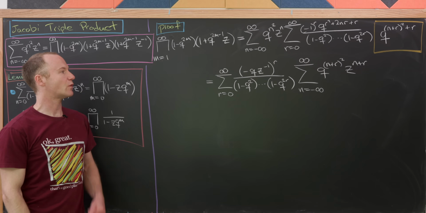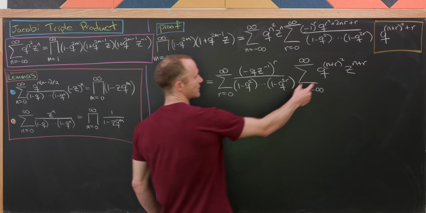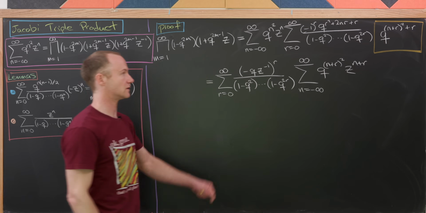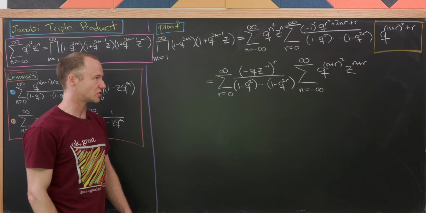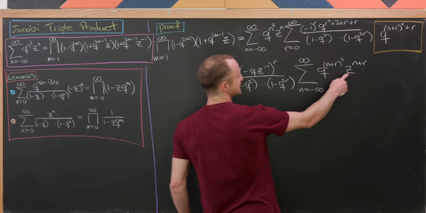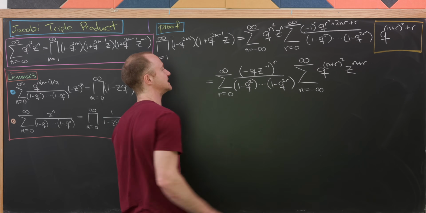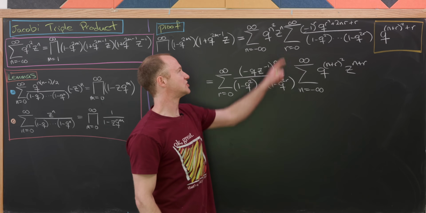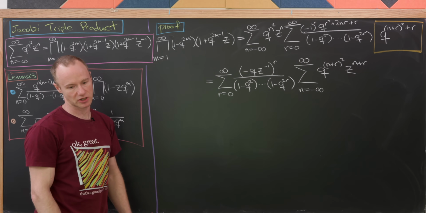Okay, so let's see why that works. So here we've got our q to the n plus r squared and then another q to the r here. So we achieve that orange boxed q term. And then notice here we've got a z to the n plus r. Here we have a z to the minus r. So put together, that's going to achieve this z to the n term.